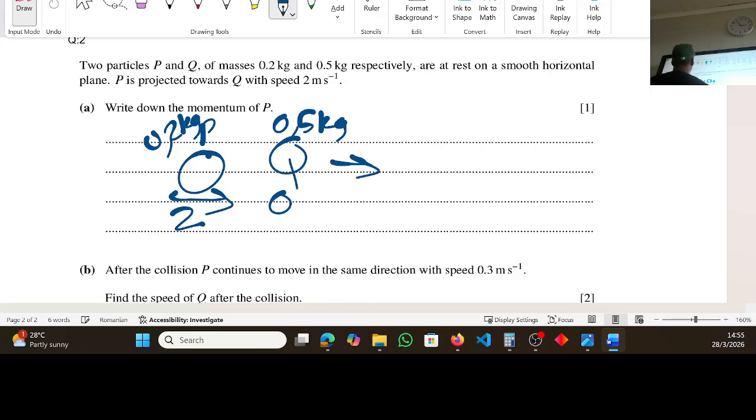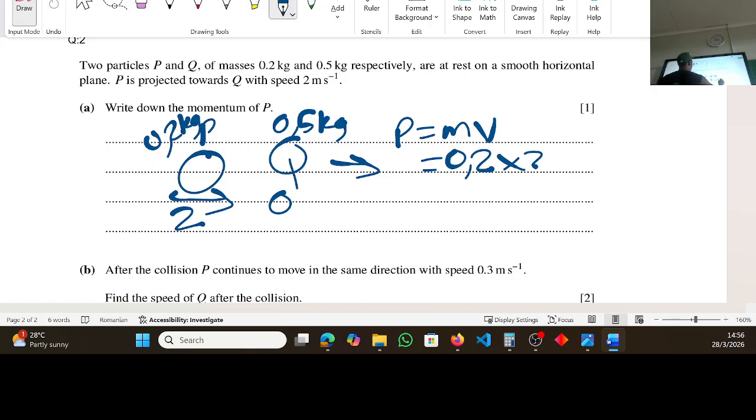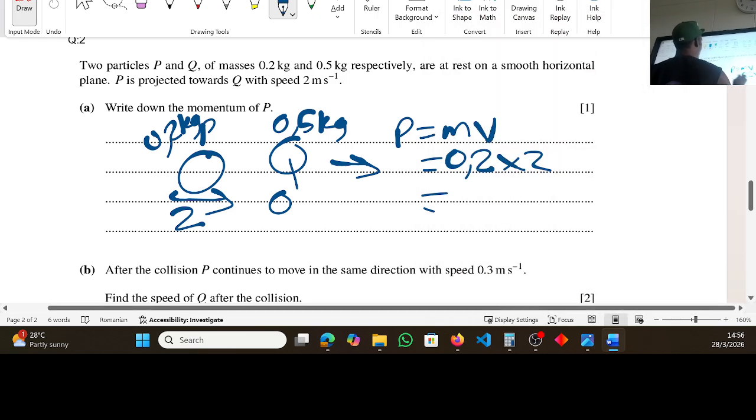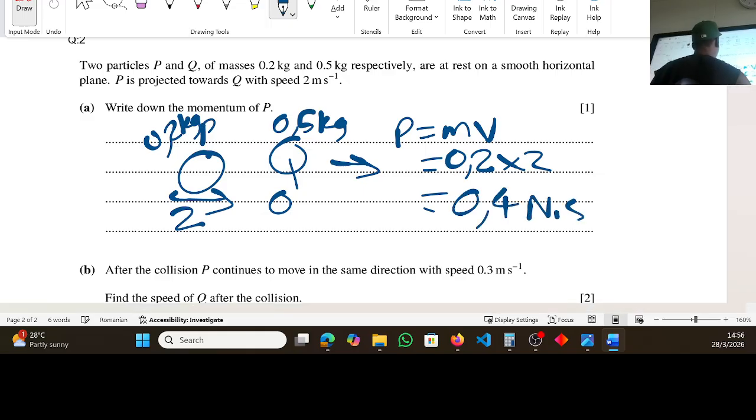So we just want the momentum of P. Momentum of P is just mv, like we calculated earlier, which is mass, that's 0.2, multiplied by the speed 2. So 0.2 multiplied by 2 gives us 0.4. So here we have our momentum is 0.4 Newton second.